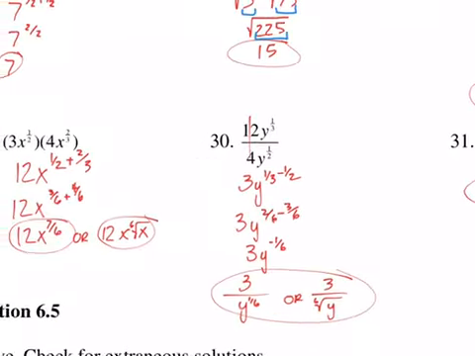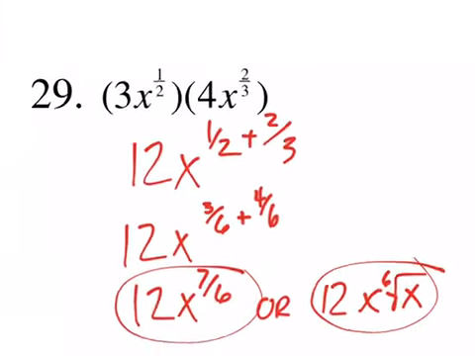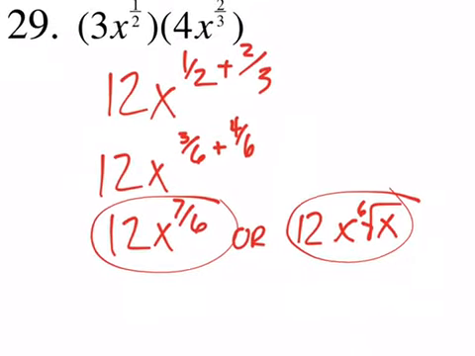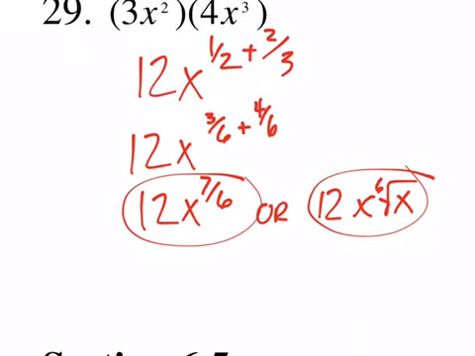All right, so here, regular numbers multiply like always. Then we have same base, add the exponents. And then you had the option here to leave it in exponential form or change it over to root form, which would look like this. Index of 6, x to the 7th, pulling out one group of 6 and leaving 1 x left over. Either one of those answers would work.